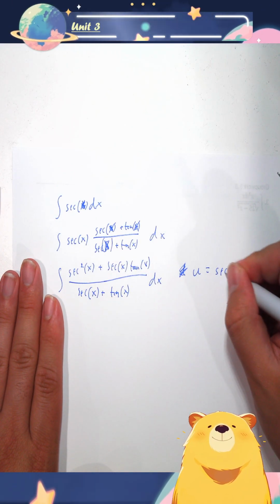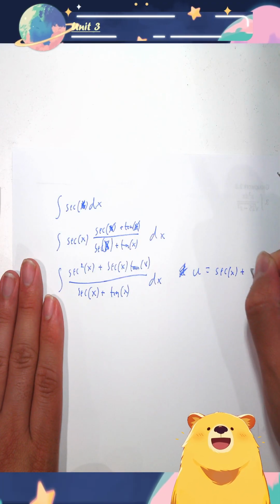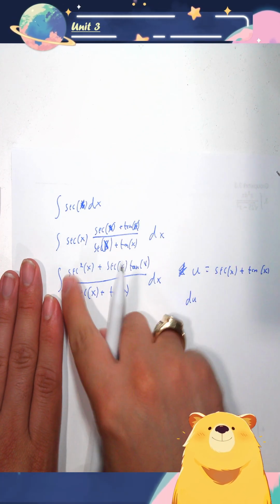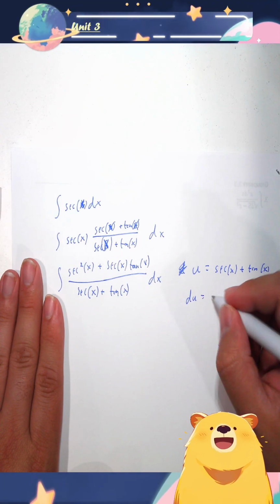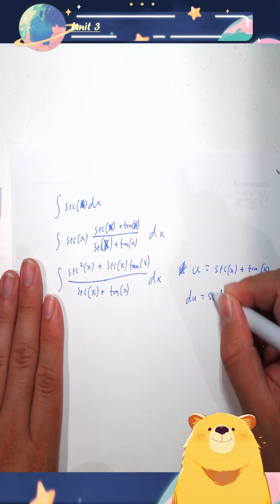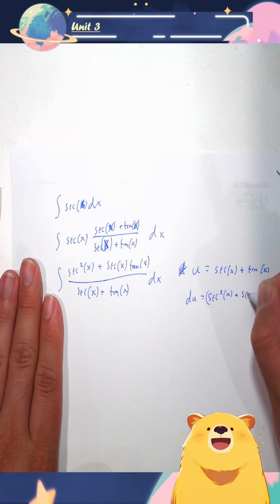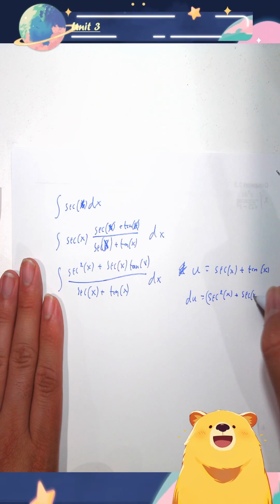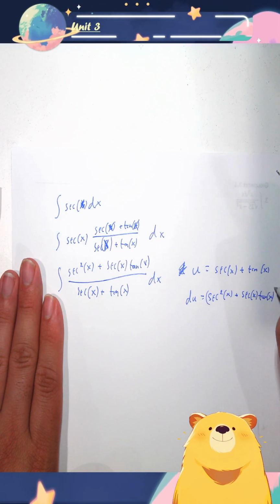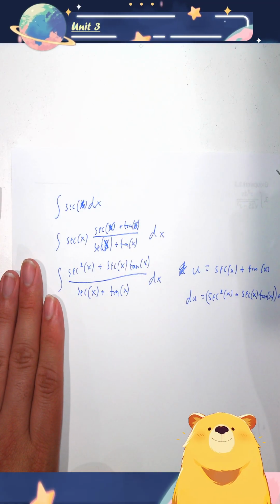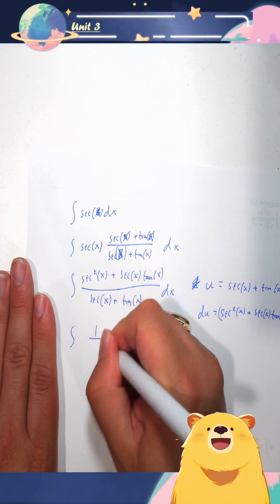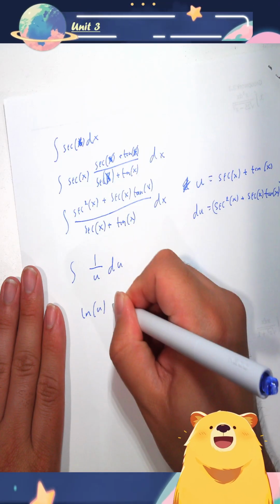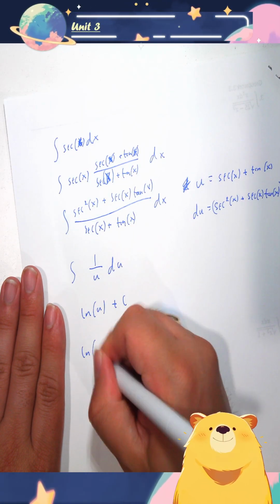Because this guy's derivative appears right here. We know the derivative of secant is secant times tangent, and the derivative of tangent is secant squared of x. So that means you're just left with 1 over u du. And then that's just going to be ln of u plus c. And then you plug back in u.